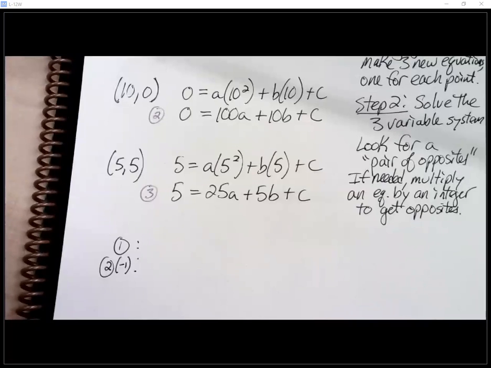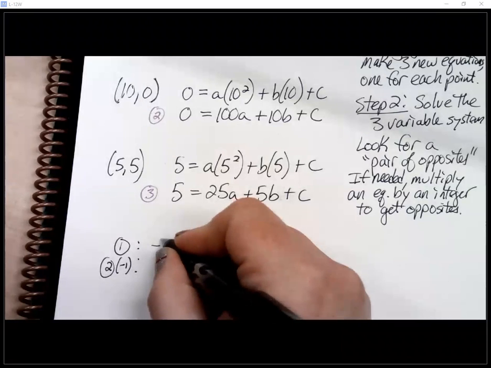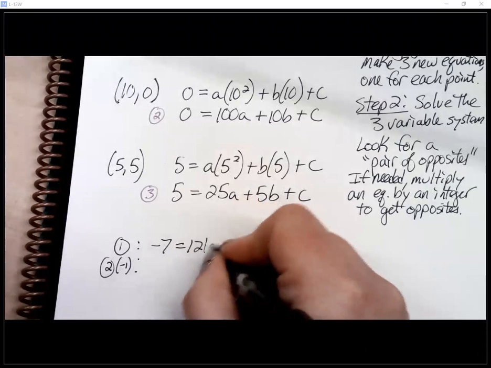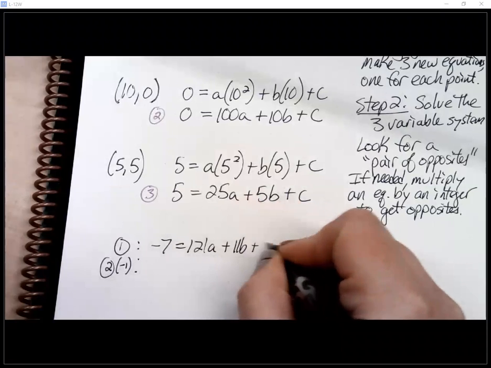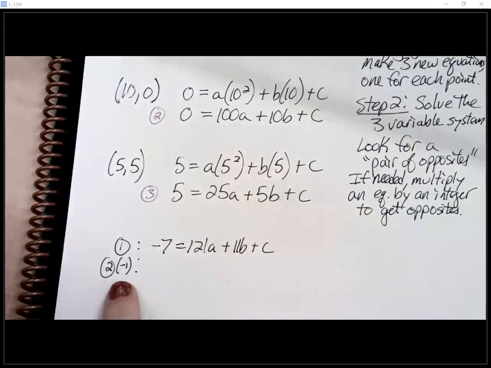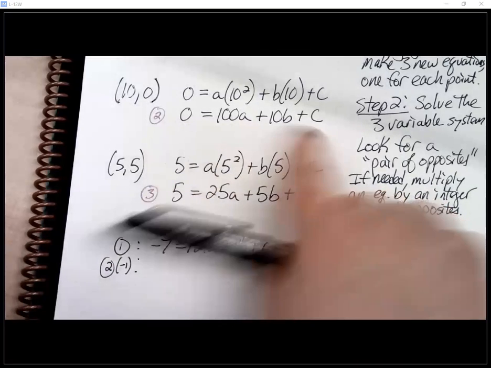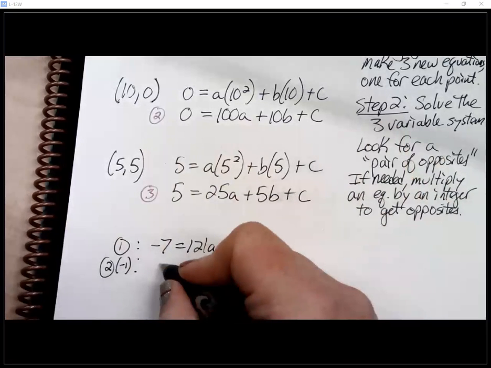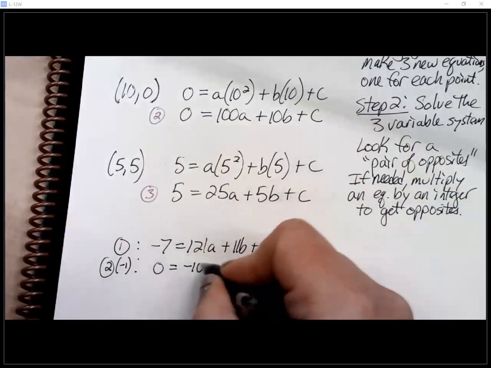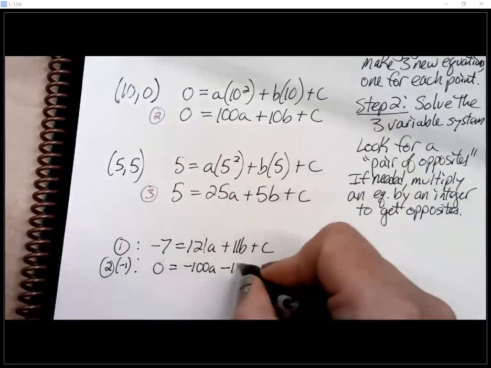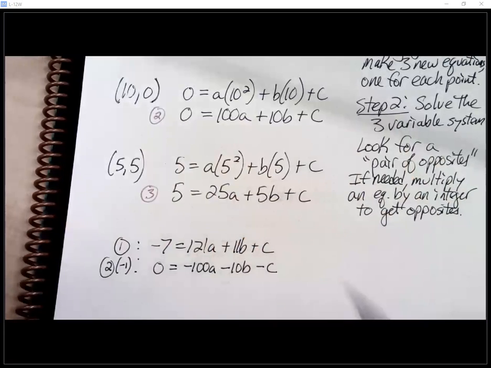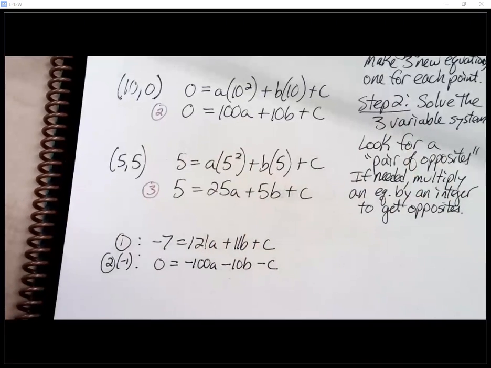So equation 1 was just this: -7 equals 121a plus 11b plus c. And then equation 2, if I multiply all of it by -1, right? If you're going to multiply by -1, everybody gets multiplied by -1. So again, 0 equals -100a minus 10b minus c. Now I can add these 2 equations together and the c's are going to cancel each other out. So that will be step 3.